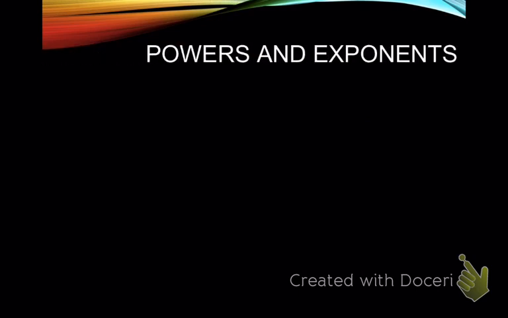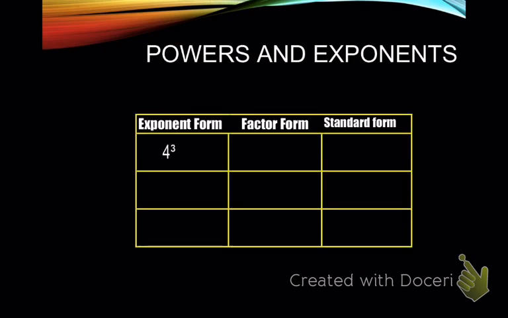All right, here we go. Okay, a little information for you. Okay, exponent form of 4 cubed. 4 cubed is just 4 times 4 times 4, and in standard form that would equal 64. We have another one. 7 times 7. Well, what would that be in exponent form? Well, there's 2 7s, so that would be 7 squared, or 7 to the 2nd power. And in standard form, 7 times 7, well, that equals 49.